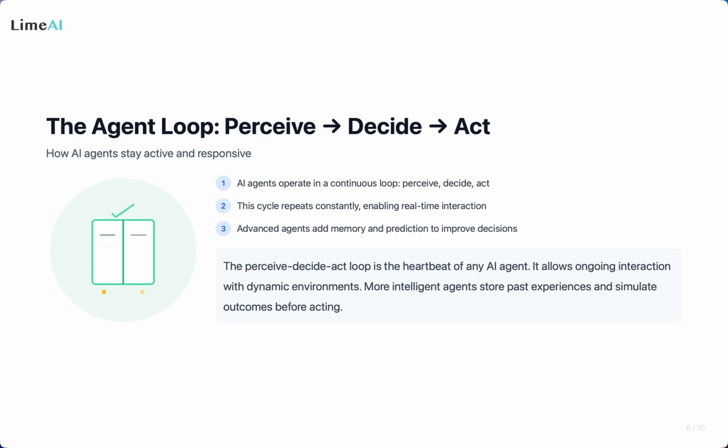But it doesn't stop there. Right away, it goes back to perceiving again. What's happening now? Has anything changed? This constant loop allows the car to react in real time. Even simpler agents use this cycle.